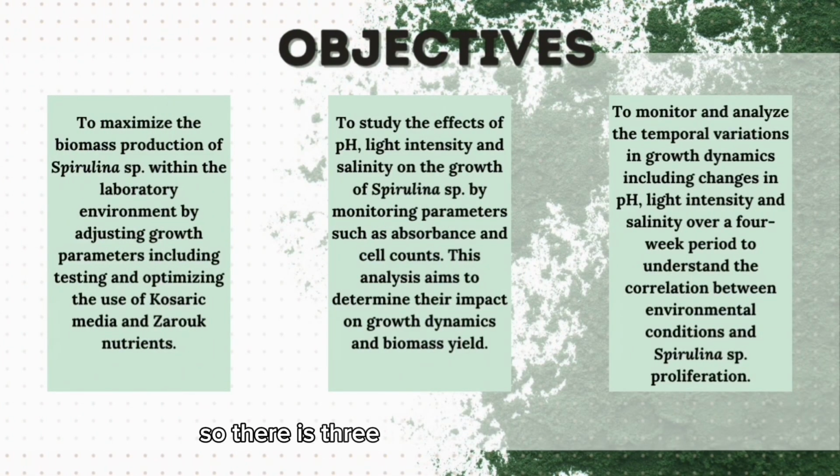So there are 3 main objectives of this research project. Number 1 is to maximize the biomass production of spirulina species within the laboratory environment by adjusting growth parameters, including testing and optimizing the use of Zarrouk media and syrup nutrients.